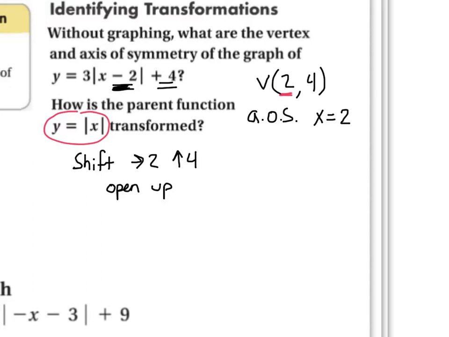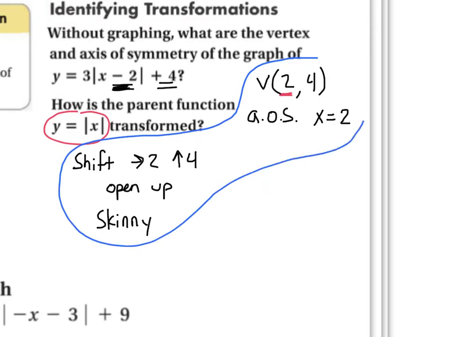Also, A is 3. So what does that mean about our graph? Is it skinny or fat? Look at the front side of your notes. If A is greater than 1, it's one thing. If it's between 0 and 1, it's something else. This is going to be skinny. So folks, all this information we can figure out by simply looking at that equation.